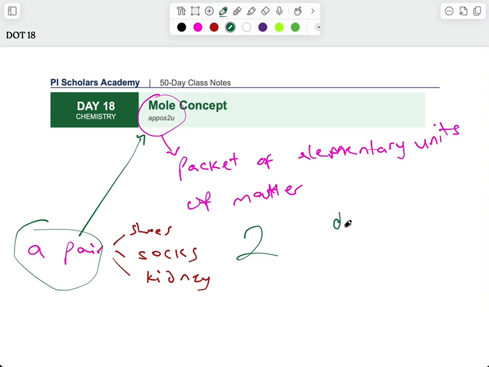Another one is dozen. If you have a dozen of eggs, or a dozen of arts, like several arts in the same place, the next thing that comes to your mind is that you have 12 of those. The same thing with the mole as well. I'm going to refer to that loose definition I gave again: it's a packet of elementary units of matter. So what is going to be the best way to describe a mole? One last thing before I give the chemistry definition.